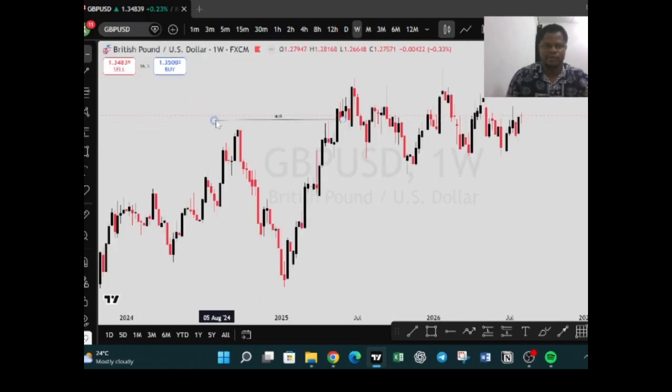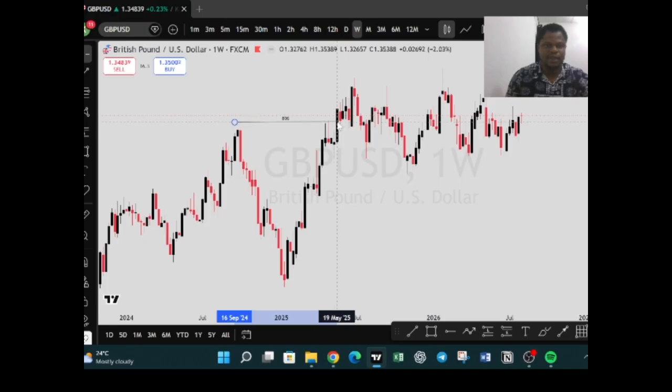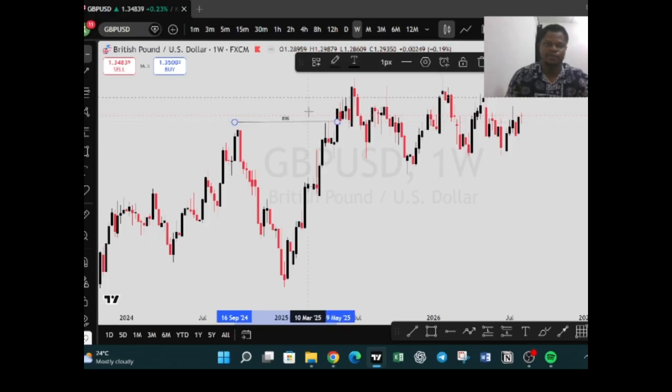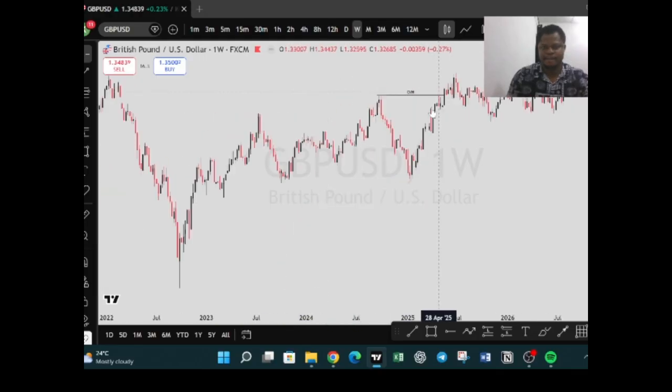On the weekly time frame, this break of structure that happened here, this high that was taken out, looks like a break of structure, but it's not actually a break of structure. It's old highs in the market that were taken out. So let's change it to old highs. We're taking old highs.